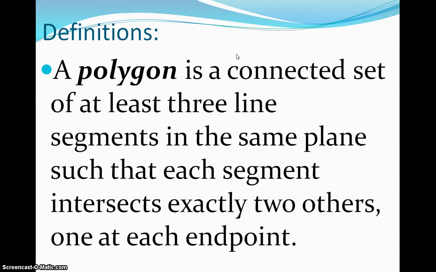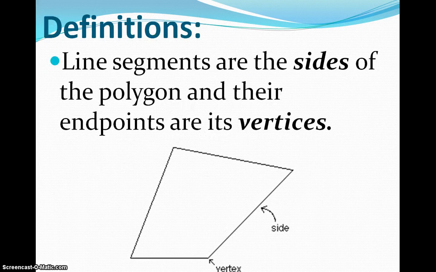So write that down. If you need to pause it, do so. We're going to move on. Line segments are the sides of the polygon, and their endpoints are its vertices. Now this is stuff that we've covered before, so if we think about this shape here, the line segments we would classify as the sides, and the points here, a single point is called a vertex, multiple points are called vertices.